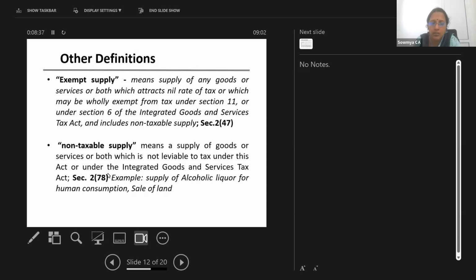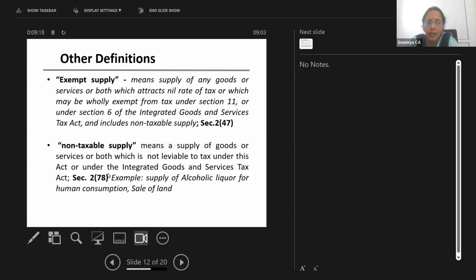So one such is the exempt supply. You can take it as a very large bucket, and it includes any nil rated and those transactions which are completely exempt under section 11. Section 11 is the mother section which gives the basis for all the exemption notifications that are issued. So exempt supply includes non-taxable, nil rated, and notified exempt supplies. This is a very big bucket, you could say.